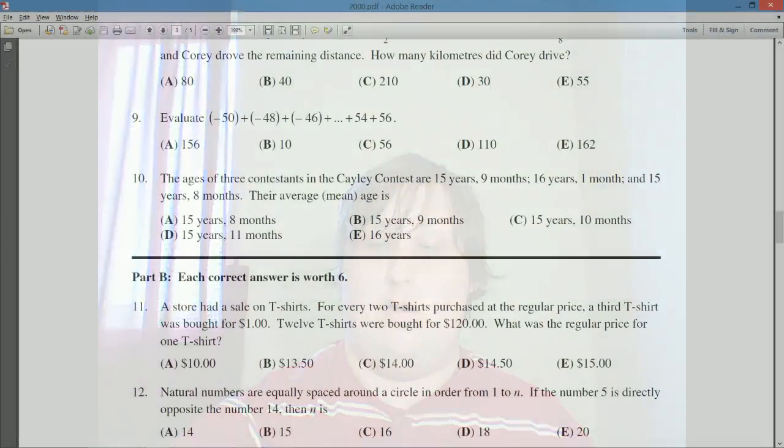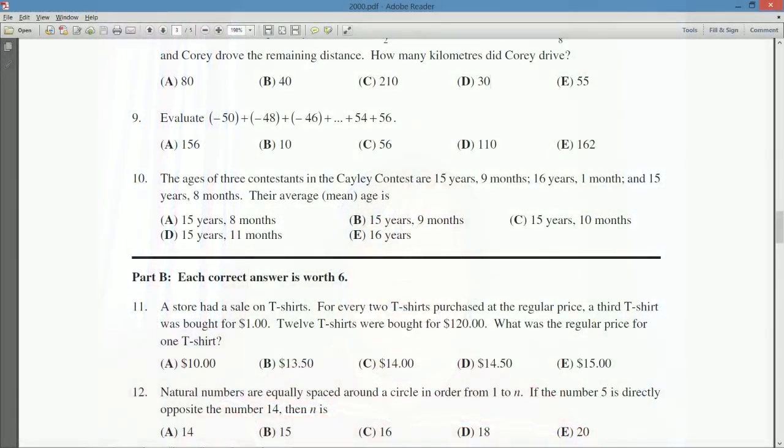So question number 9, I'm going to assume you paused and had a look at it. I want to have a look at it now. What is it? So question 9, evaluate negative 50 plus negative 48 plus negative 46 and so on all the way up to plus 54 plus 56. So we're asked to find this sum, and it goes up by 2's each time.